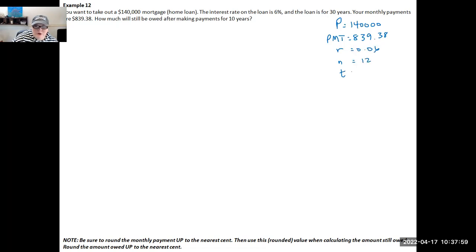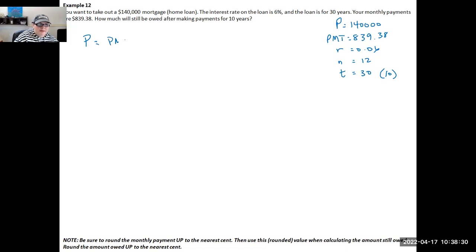The N is monthly, so 12, and T is for 30 years. Okay, that's for the whole loan, right? But they want to know how much is still owed after making payments for 10 years. So our T in this case, I'm going to think about as 10. Hear me out on this. I'm going to ignore my PMT right now. I'm going to see how much P would be if I just took that into consideration.